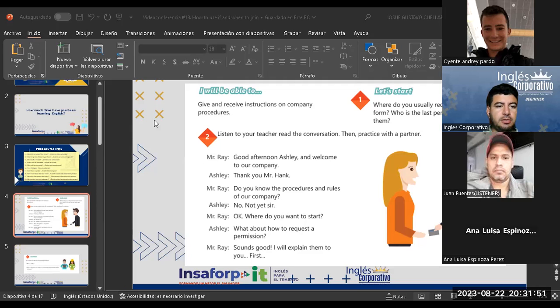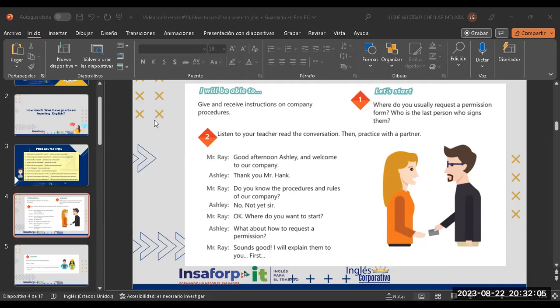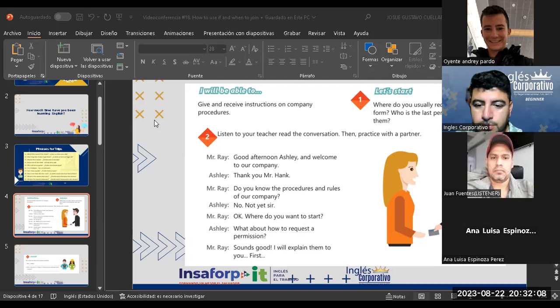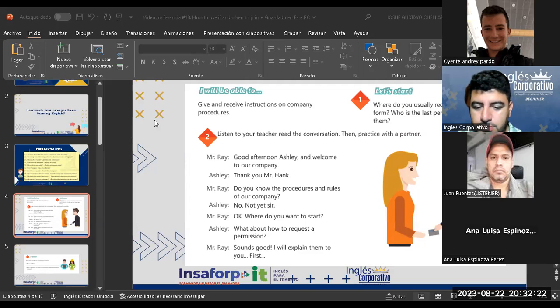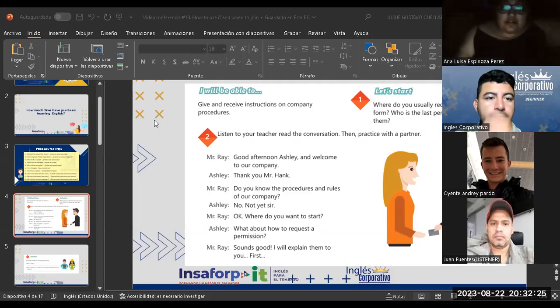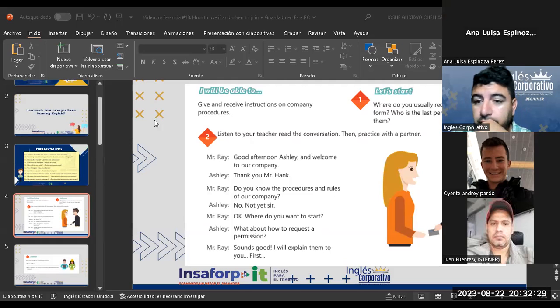Hello, Ana Luisa, ¿todo bien? Me sacó dos veces ya la plataforma. No sé si me puede incorporar a un grupo. Ya te envío a otro por cualquier cosa. Gracias. Para probar. Ok.